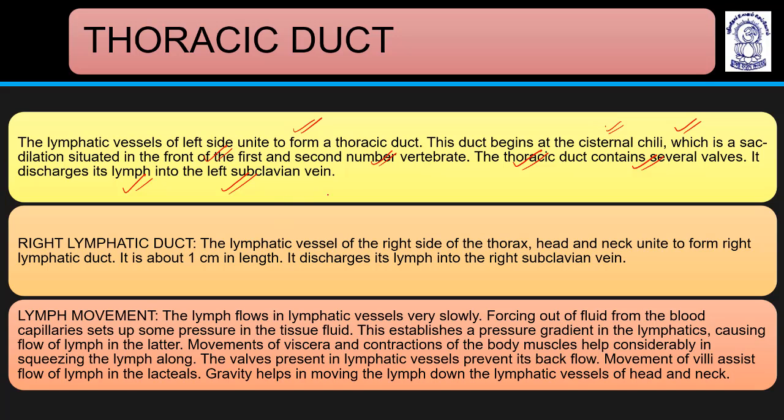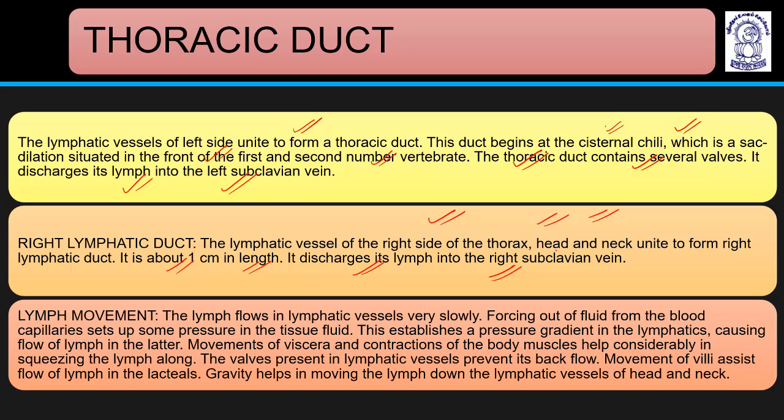Right lymphatic duct. The lymphatic vessels on the right side of the thorax, head, and neck unite to form the right lymphatic duct. It is about 1 centimeter in length. The right lymphatic duct discharges its lymph into the right subclavian vein, and the left one discharges its contents into the left subclavian vein.